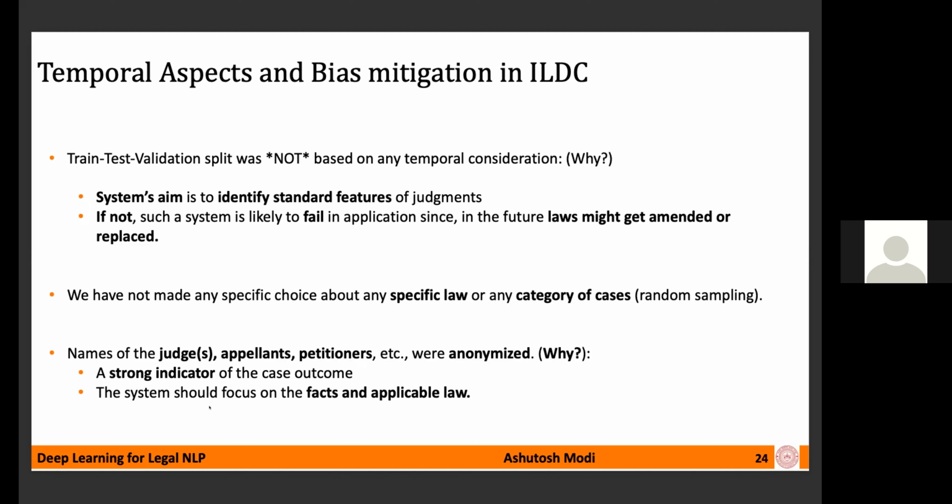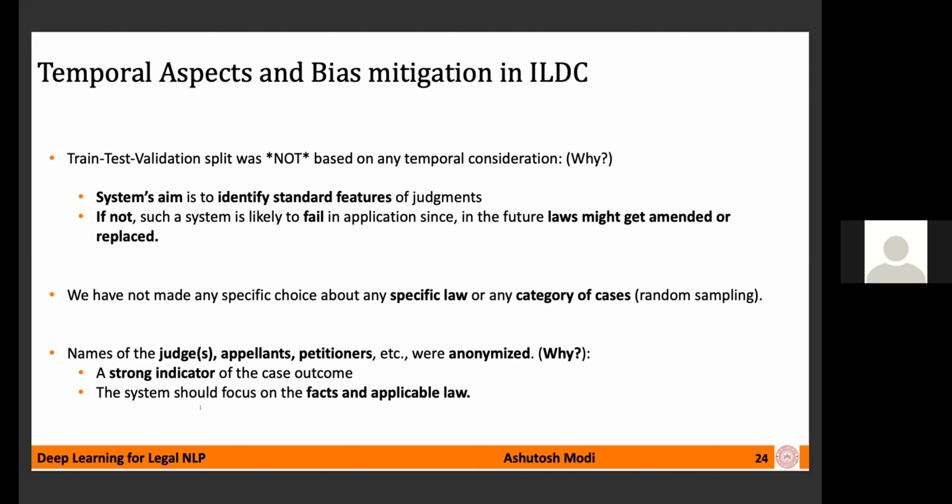So, in this setup, if we consider the temporal aspect, the system is likely to fail in any practical application, since in future the laws might change, right? If it is trained on a certain set of laws coming in a certain time period, then the system may not generalize to future cases. That's the reason we took this step: we randomly sampled the documents from across the entire timeline, and we did not have any temporal considerations there.